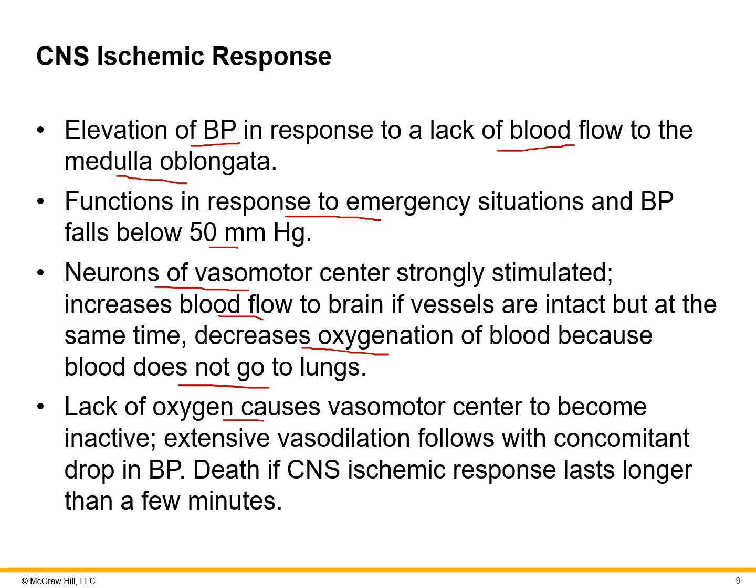A lack of oxygen causes the vasomotor center to become inactive, and then extensive vasodilation follows with a concomitant drop in the blood pressure. And then death if that response lasts longer than a few minutes, because we can't go without oxygen, or from too much of a drop in the blood pressure.